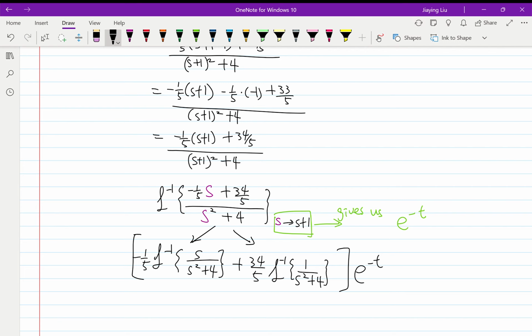Before I let you go, I do want to point out one thing. This one is easy because that's just S over S squared plus K squared. But this one is not K over S squared plus K squared yet, so you have to do something to complete it. And then you should be able to pick out each of the inverses.